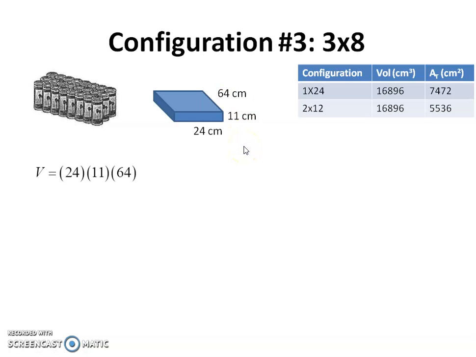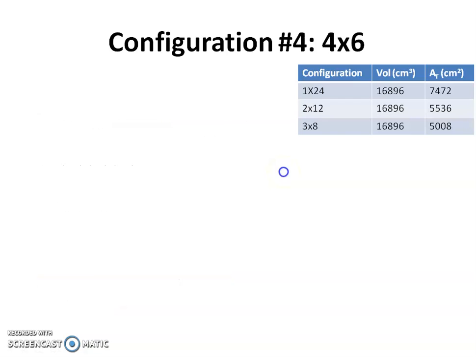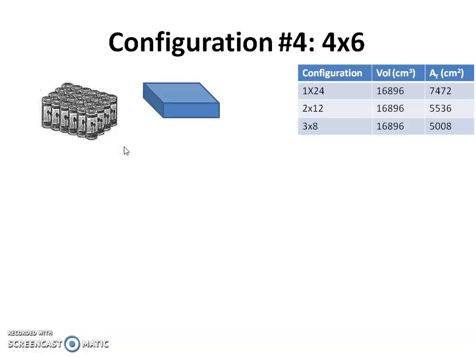And again, if you want to pause to check your volume and surface area to see if you've done it correctly, the volume is the same, but the surface area is even lower. So that rule that we talked about earlier is that the closer I get to a cube, the more the dimensions are like each other, the lesser the surface area will be. And so you can imagine that in configuration, which is 4 by 6, which is even closer to a cube, it's more square-like. The dimensions of the box work out to be 32 by 11 by 48.